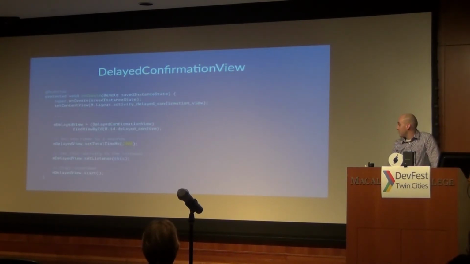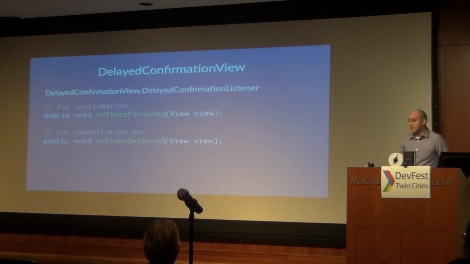So once you have it in your layout, there's only a couple extra things you need to do in your activity. You set the time that you want it to take. You set a listener for the cancel and finish events, and then you start it. That's all you have to do. Just wanted to show you what the listener looks like. It's just onTimerFinished and onTimerSelected, and you can choose to do whatever you want to do in there.